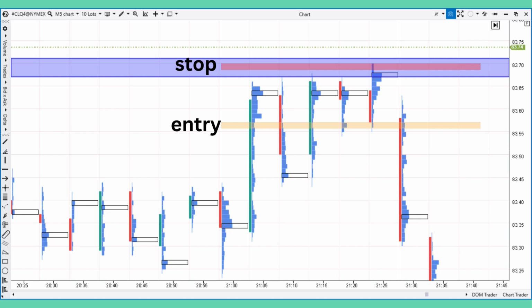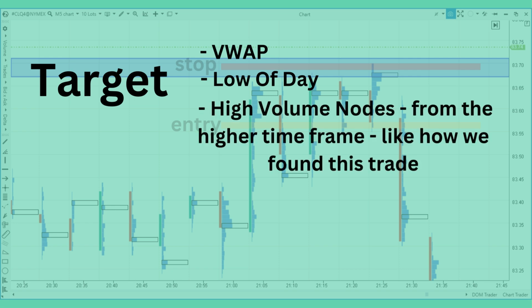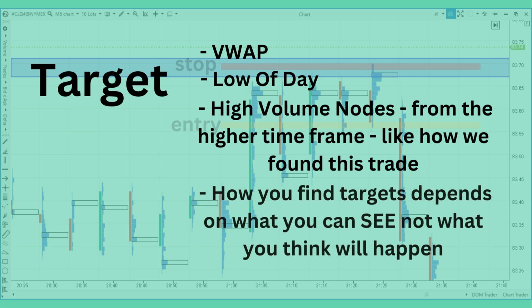How can we manage our trade and how can we find a good target? Well, there are many targets you can use. In this case, we could use VWAP, the low of day, or we could use the higher time frame to find the significant volume nodes, the same as how we found our entry. Which you use is up to you and dependent on other factors also.